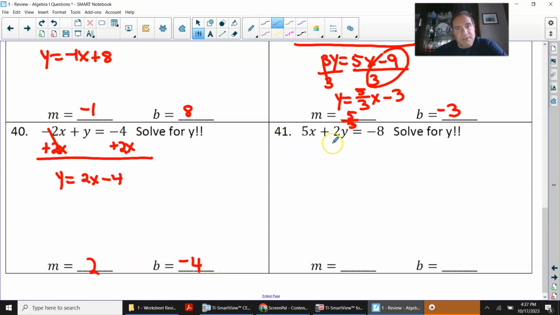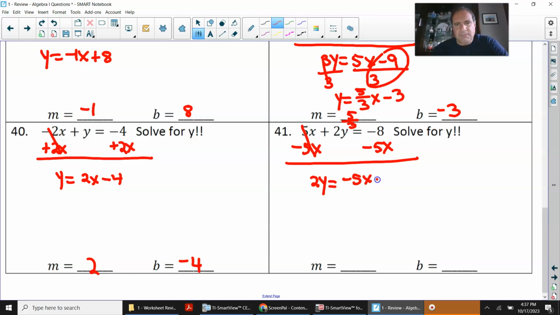This one's a little bit more difficult. Remember, you have to solve for y. So you're subtracting 5x on both sides. This will cancel. And then you bring down 2y equals, and I'm bringing that negative 5x first, minus 8. You divide by 2 on both sides.